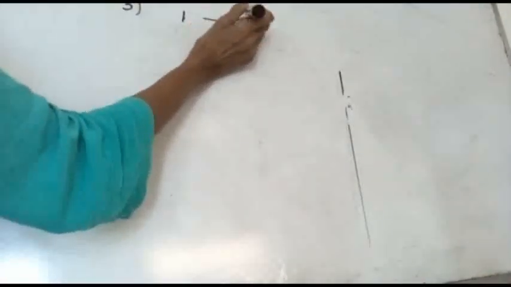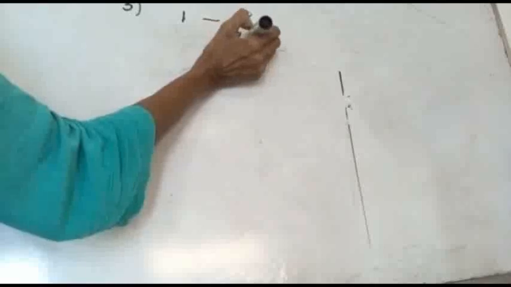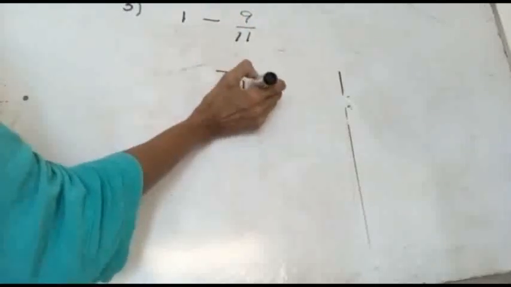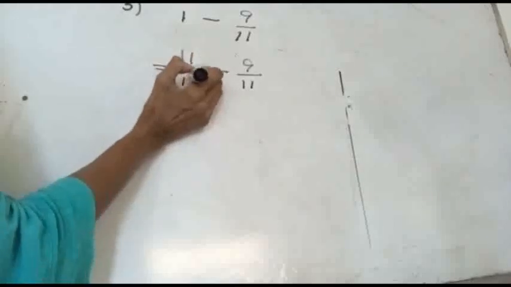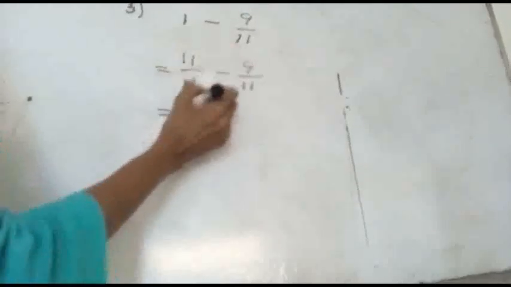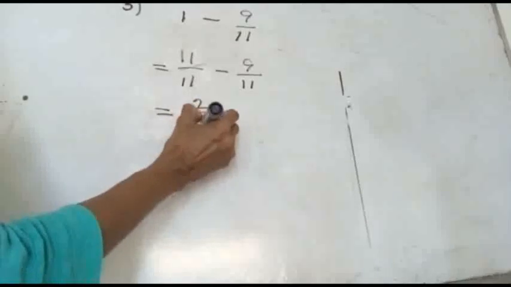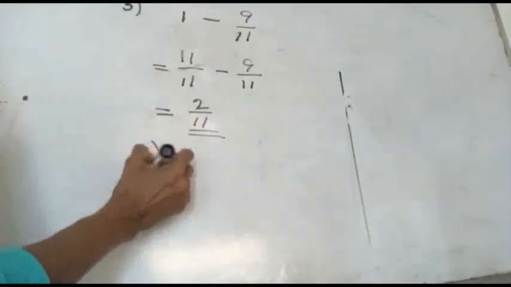1 subtract 9 over 11. Here denominator is 11. We write 1 is equal to 11 over 11. 11 subtract 9 is equal to 2 over 11.